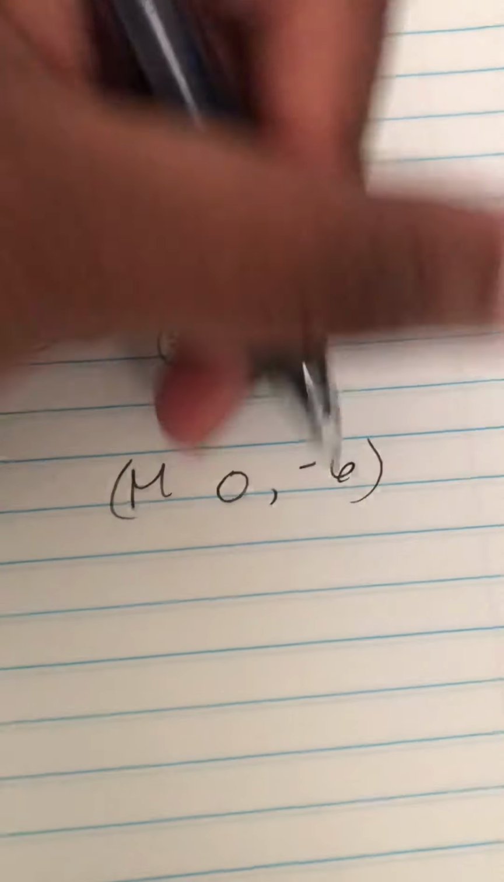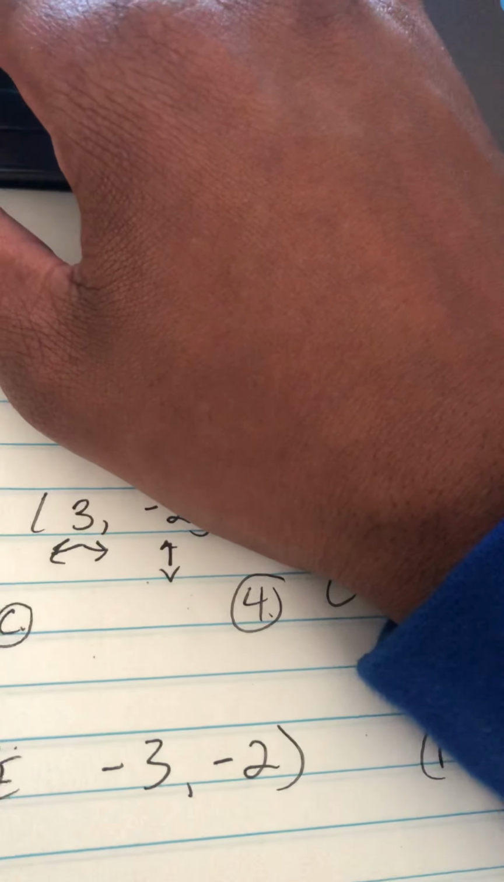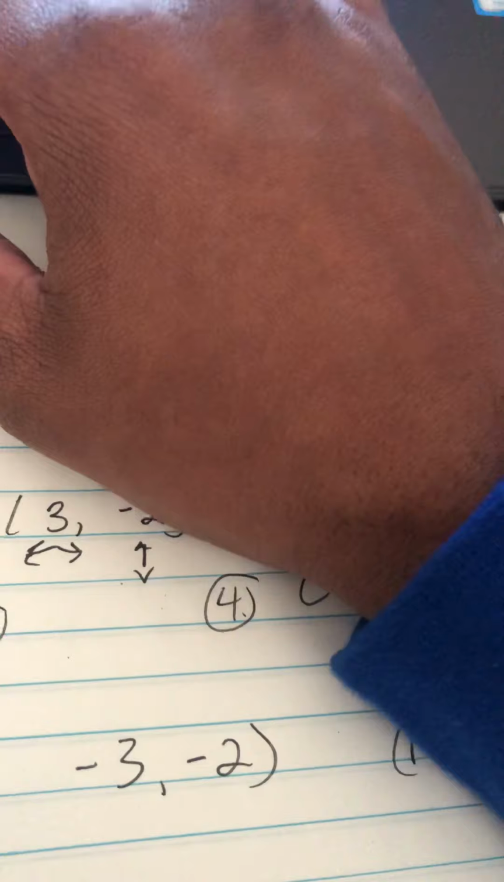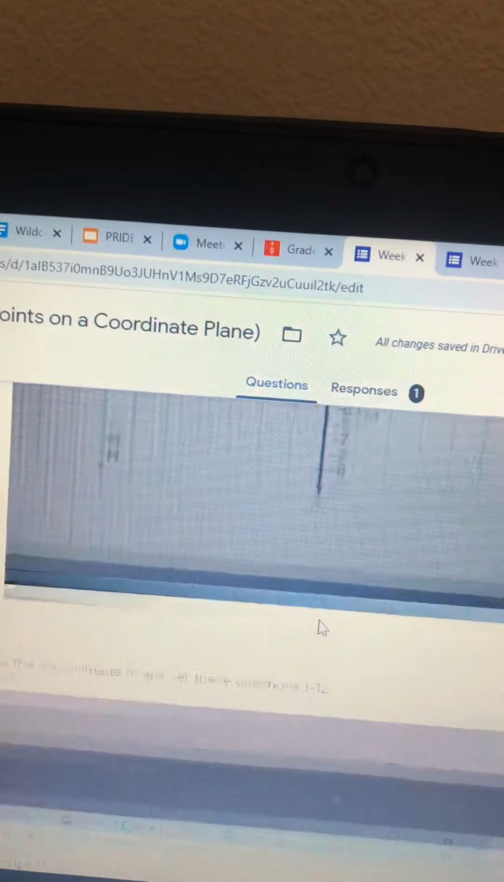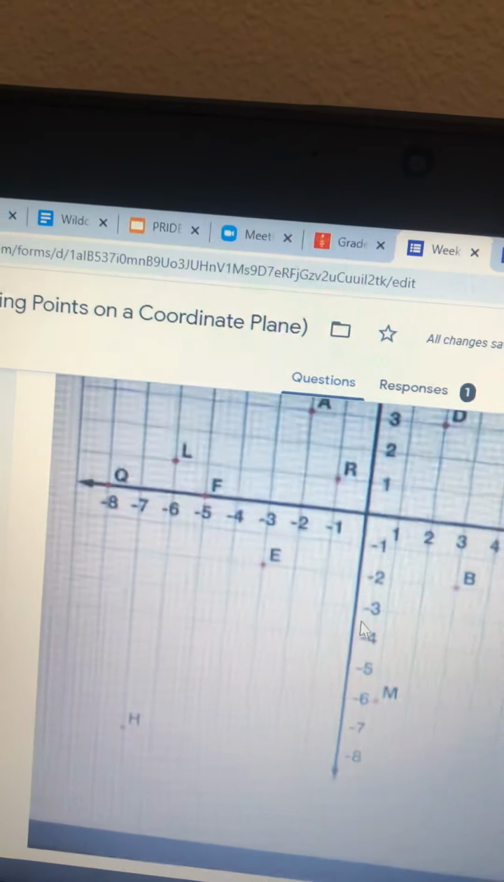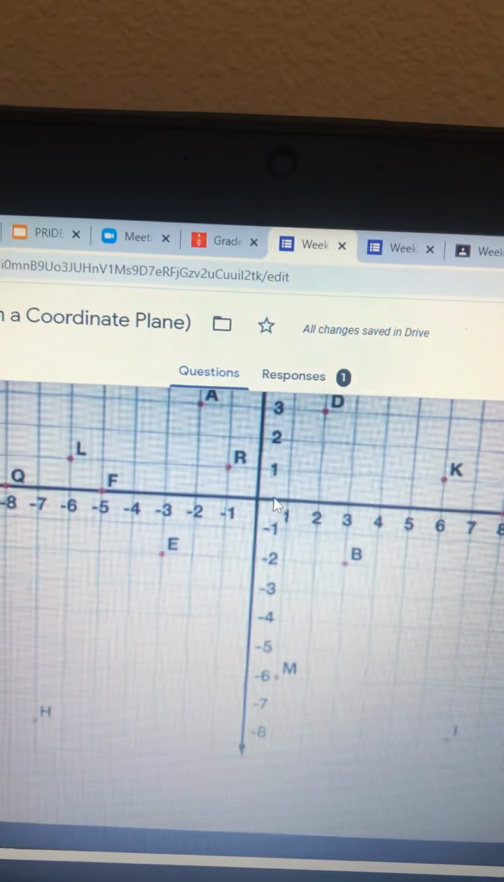M is (0, -6). All right, is that a choice on here? (0, -6). Yep, that is B. All right, number 9. What is the ordered pair for P? So let's find P, and again, we have 0, right? Because we gotta go left or right.